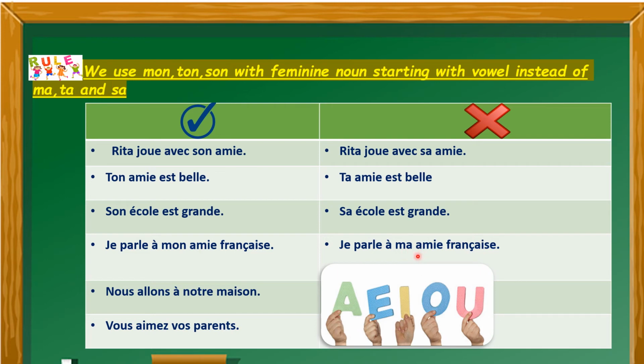Nous allons à notre maison. We are going to our house. It will remain the same. Whether it's masculine or feminine, the spelling remains the same. That's why I haven't mentioned it here. Vous aimez vos parents. You love your parents. Again, I've used vos because the word parents was here. If single parent is written here, then I would have used votre here.